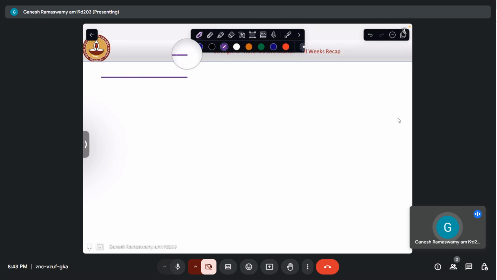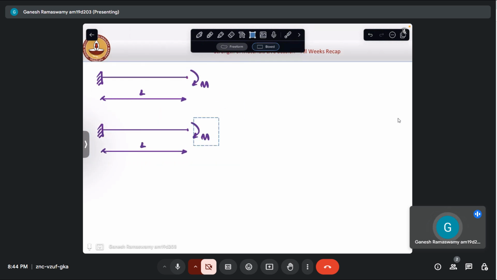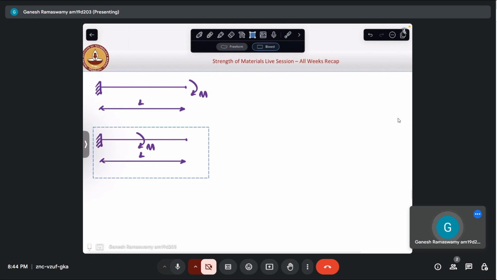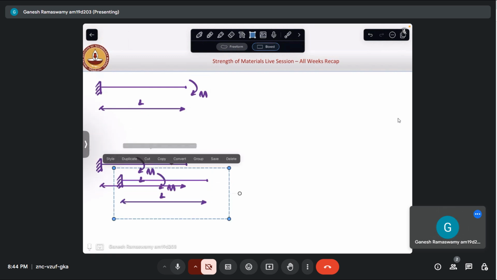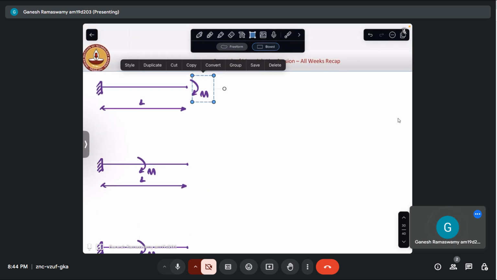So let me take a cantilever beam presently. Let this be length L, and at the end let us apply a couple M. Now I'll take the same cantilever beam. Instead of the end, let me apply the couple at the midpoint. So this is case 2. And let case 3, let me shift it here, be when both are applied.